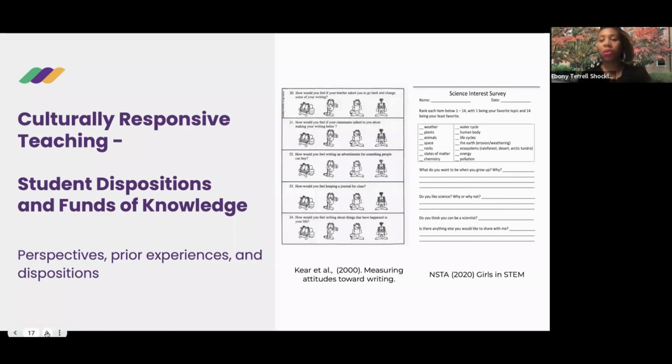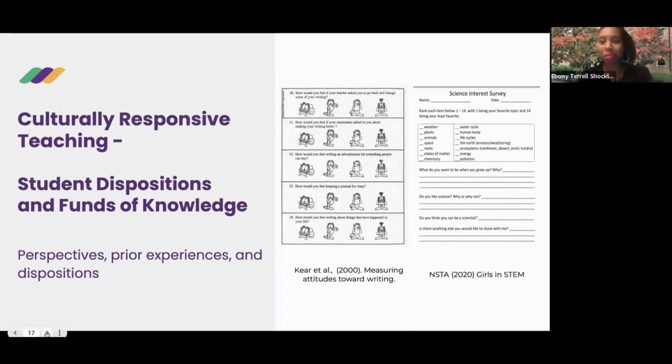So to your left, you will see a Garfield image. I joke all the time that the students, at least in PK-12, might not know this character, but this is a fun and well-researched way to tap into your students' understanding. So for example, this is just a snippet from this particular article. How would you feel if your teacher asked you to go back and change some of your writing? Finding out something that seems so simple.